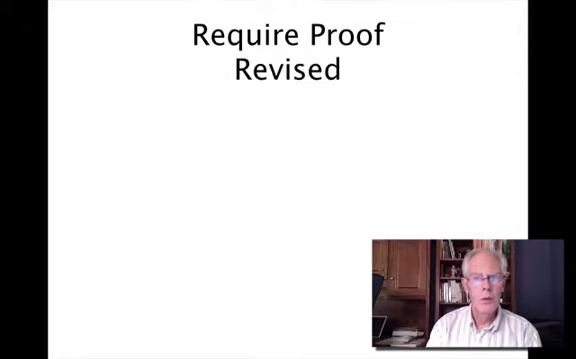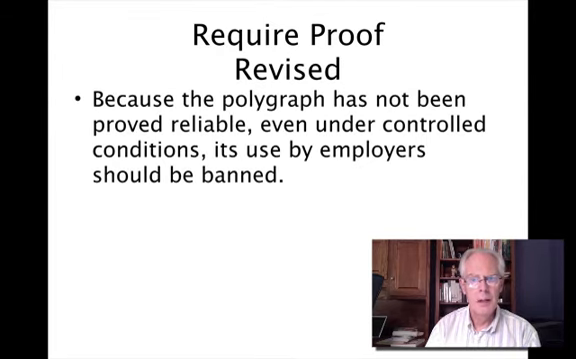But if you were to revise that statement and make it something like this: because the polygraph has not been proved reliable, even under controlled conditions, its use by employers should be banned. Now you can make that statement, and you're going to have to develop that idea. You're going to have to provide some reasoning, some proof. And there you can talk about the deficiencies of a polygraph, talk about the employment situation, and so forth. But this statement requires proof. The first one, that it was developed by a certain individual, didn't require any proof. So this is a much better thesis statement than the first one that we proposed.